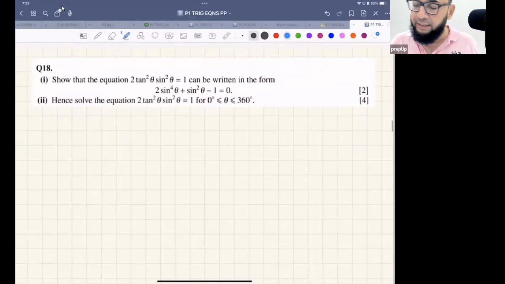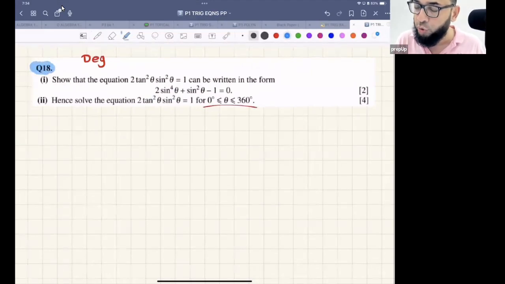Question number 18. Again, this is in degrees. Let me write in red color. This is degrees. How do I know? I look at this. So now this is question 18. Show that the equation can be written in this form. That's the first part. Hence solve this equation. So let's start with the first part.